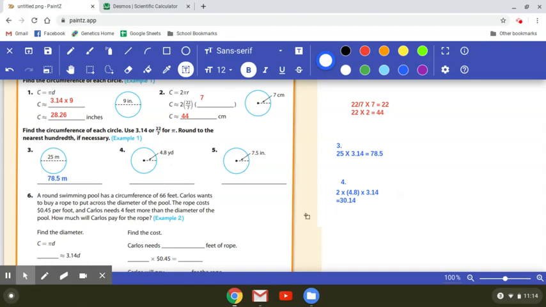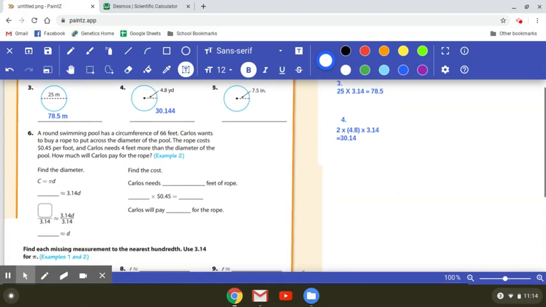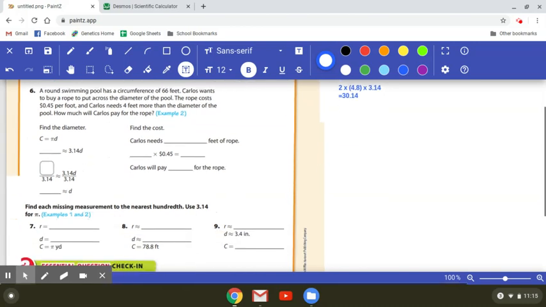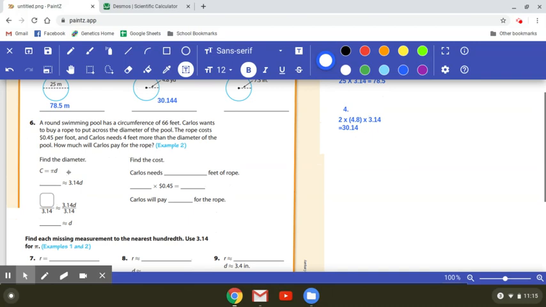All right, I'm going to leave the number 5 for you to do because I think you get the idea. A round swimming pool has a circumference of 66 feet. Carlos wants to buy a rope that goes across the diameter of the pool, and it costs 0.45 per foot. Carlos needs 4 feet more than the diameter of the pool. So we're going to have to do this in a couple of steps, but thankfully they're going to walk us through it. So the first thing that we're going to do is we're going to find the diameter.